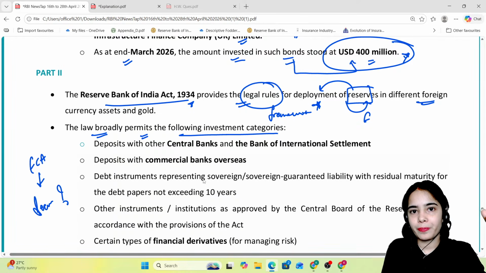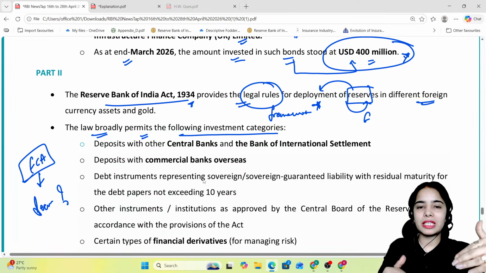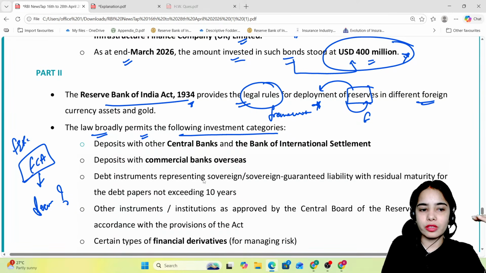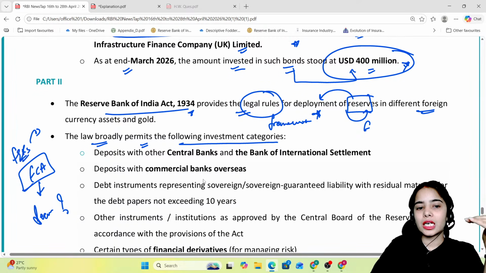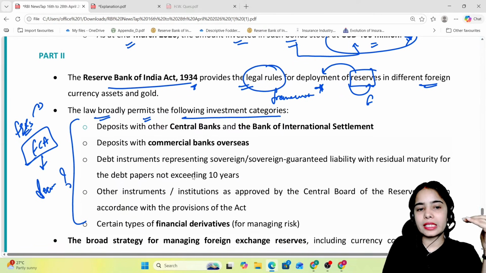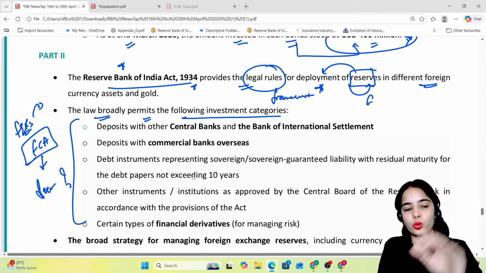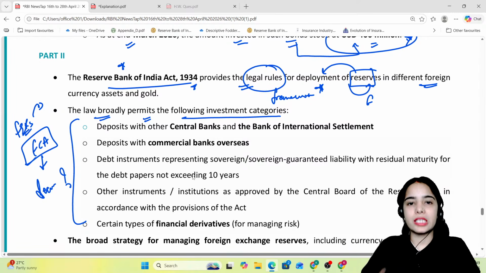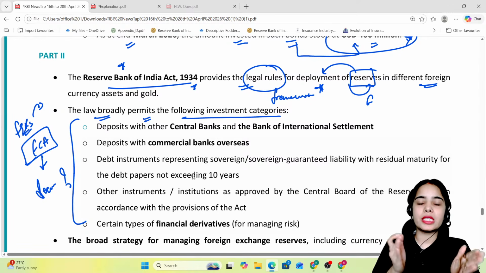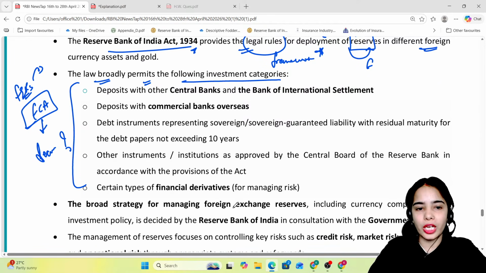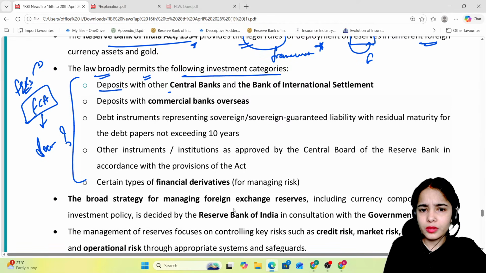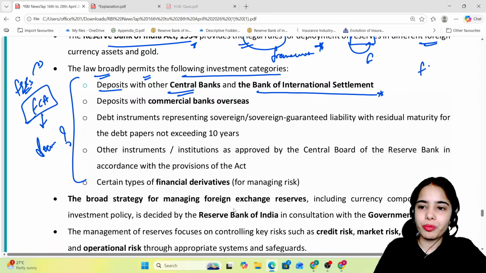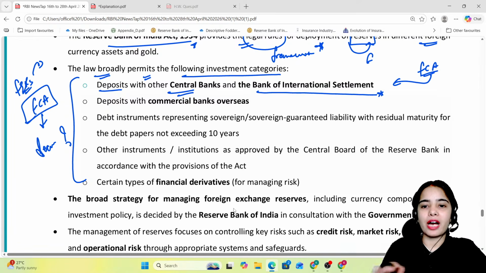Which securities? Okay, so the investment that is happening from the foreign exchange reserves is under the guidelines laid down under the RBI Act of 1934. So under foreign exchange reserves, there is the foreign currency asset that can be invested, but according to the rules and regulations laid down under the RBI Act of 1934. Okay, so the deposits with central banks and the Bank for International Settlements are allowed, which we have already discussed, that from the foreign currency asset the deposits can happen with the other central banks and the Bank for International Settlements.